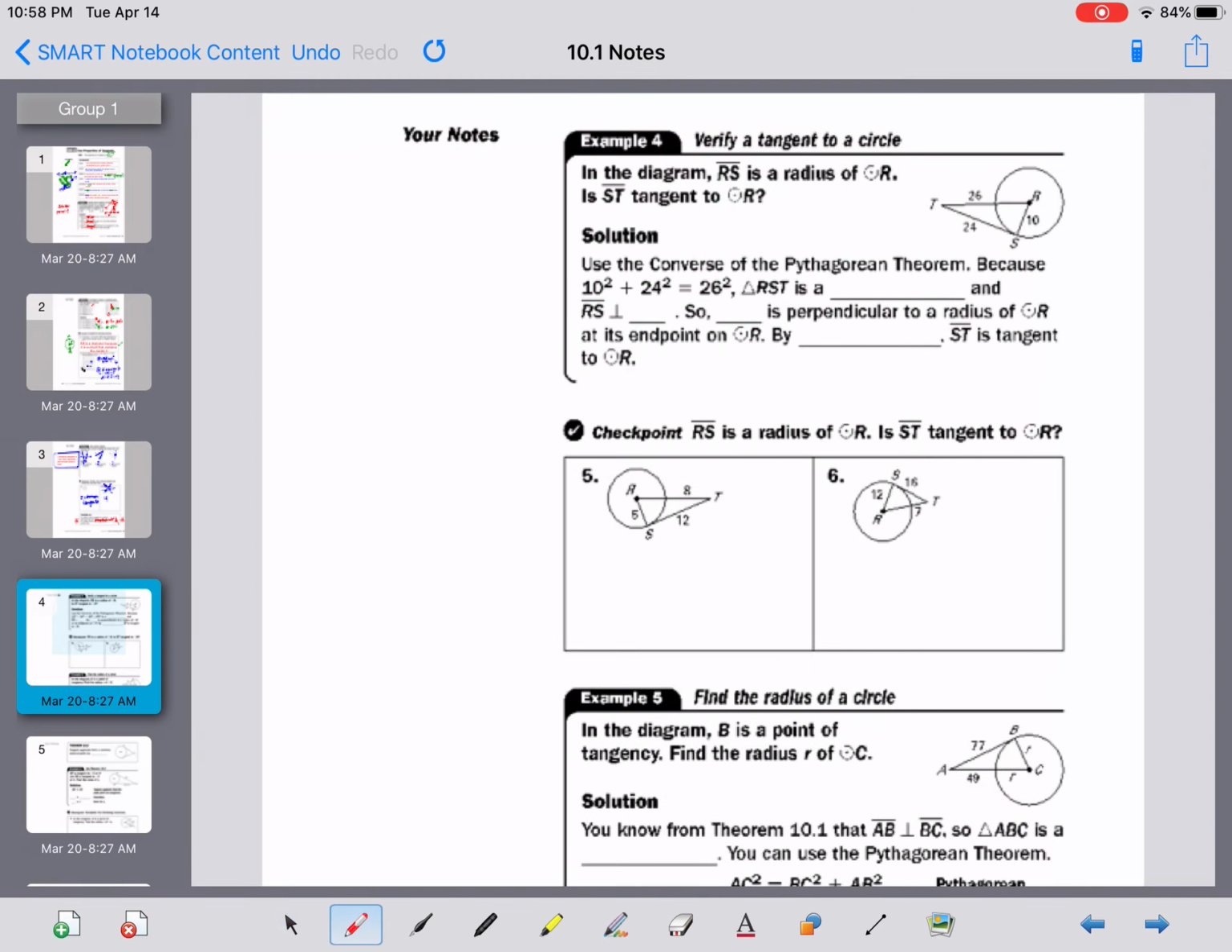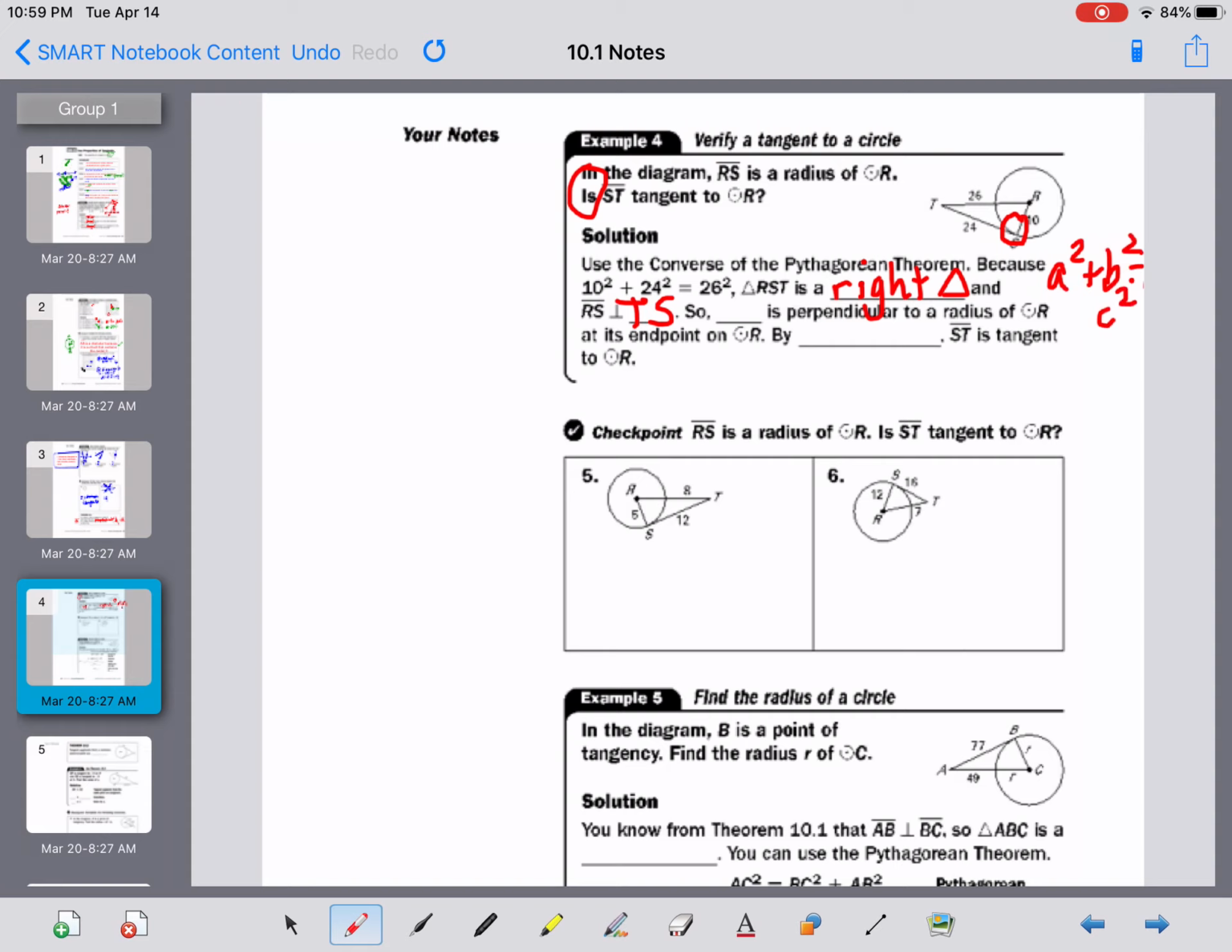All right, so on page 4 here, at the top on example 4, it says, in the diagram, RS is a radius of circle R, and it asks, is ST tangent? So the one thing we know is if ST is tangent, we should have 90 degrees right here, which would make a right triangle. So then RS would be perpendicular to TS. And if that's the case, we should get a little a squared plus b squared equals c squared.